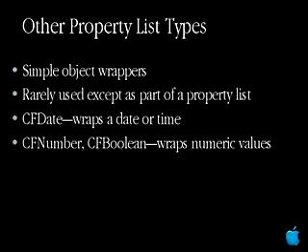So I mentioned there were some other property list types. These are very simple object wrappers that you would rarely use except that you need to store a particular kind of value in a property list. The three most common are listed here. CF date wraps a date or time. CF number and CF Boolean wrap simple numeric values. And again, we're not suggesting that you use this in place of a raw integer or a raw Boolean. Rather, when you find you need to store such a value in a property list, these wrappers are available to do that.